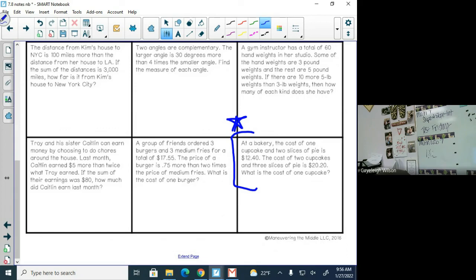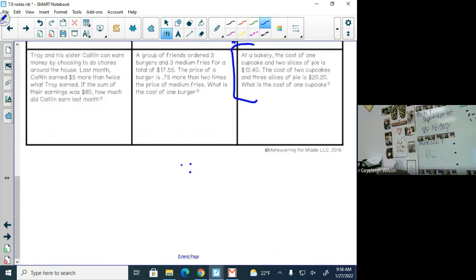Alright, at a bakery, the cost of one cupcake and 2 slices of pie is $12.40. The cost of 2 cupcakes and 3 slices of pie is $20.20. What is the cost of 1 cupcake? So the whole problem was about cupcakes and pie. So I'm gonna call X my cupcake, and I'm gonna call Y my pie. Now, walking around, a lot of you all didn't define your variables. You have to define your variables so that I know which one is which.